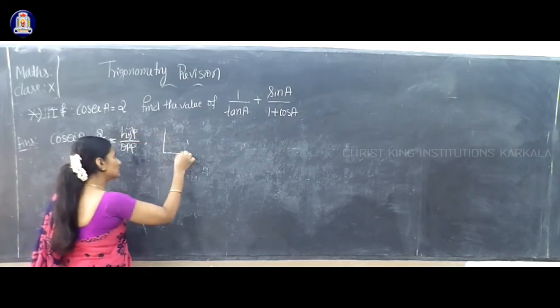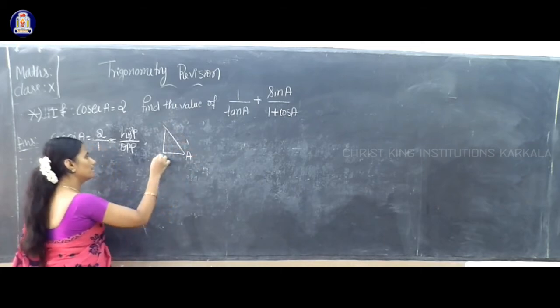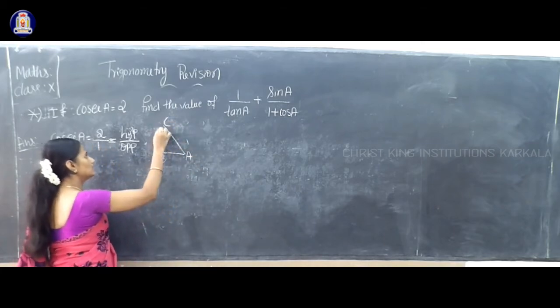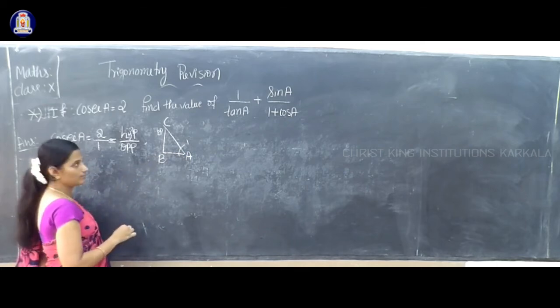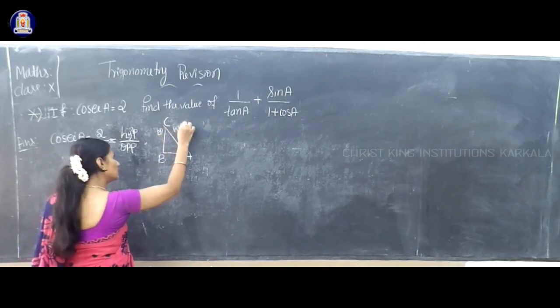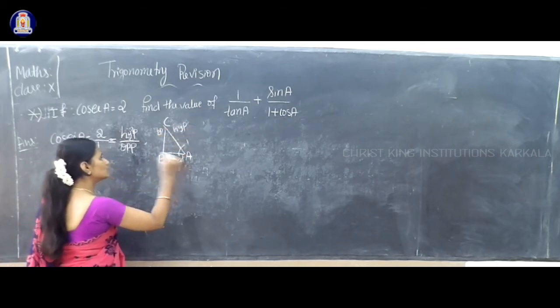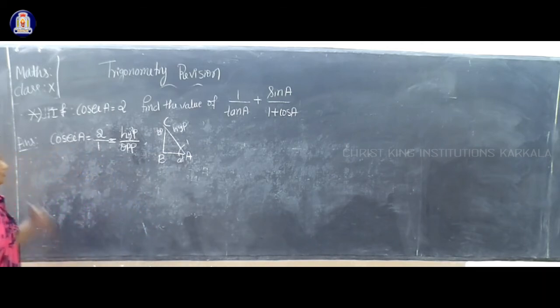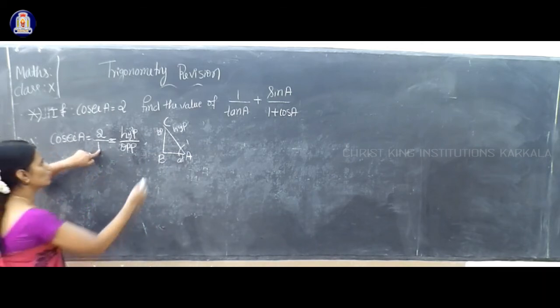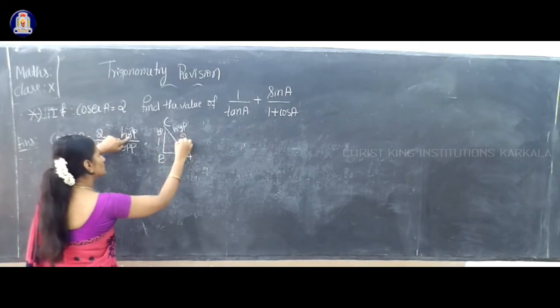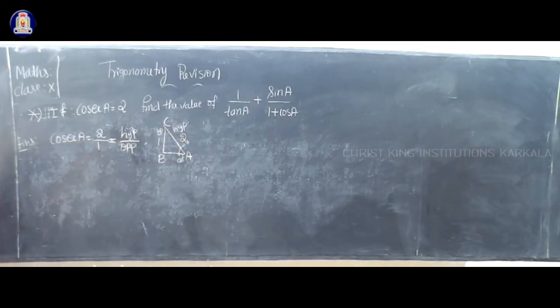So now next triangle. The triangle is A, B, C. This is the opposite side, this angle A. So opposite side, this one is hypotenuse side, and this one is adjacent side. So which is your opposite side? Opposite side is 1, and hypotenuse side is what? 2. So now you find the adjacent side.